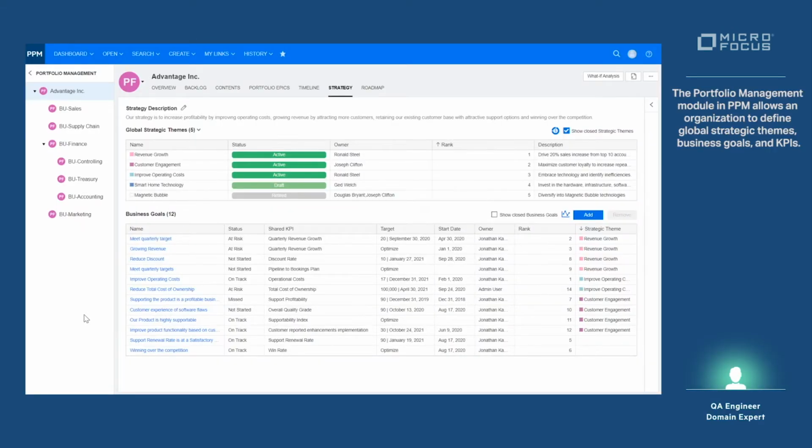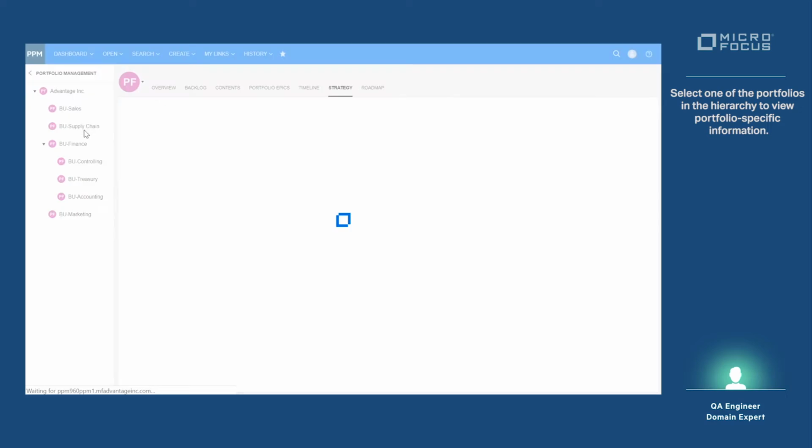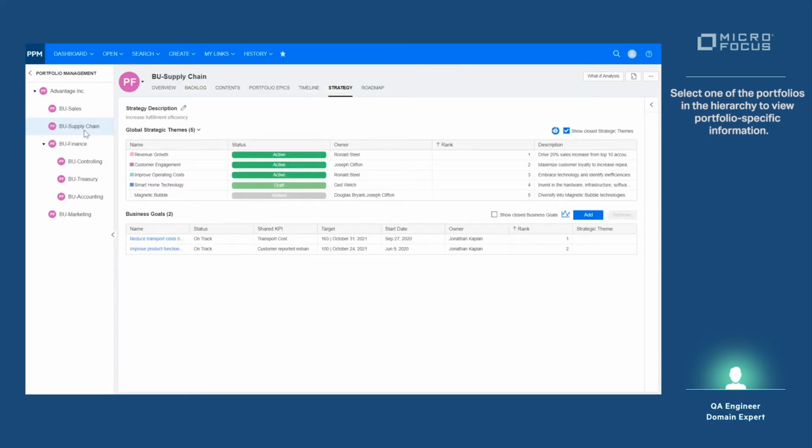Here we're looking at portfolio management in Micro Focus PPM, specifically at the Strategy tab, which allows an organisation to define its global strategic themes, business goals and KPIs and relate them to portfolios of work and individual works within those portfolios. The hierarchical selection down the left-hand side of the screen ensures that whichever portfolio I select in the hierarchy, I will see the related information on the right-hand side of the screen.